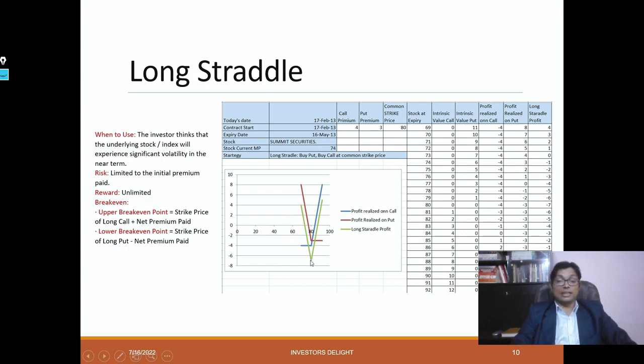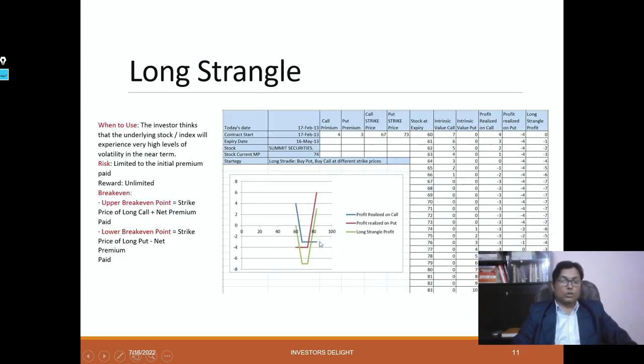And you can see that the final long straddle profit is shown by the green line. So you are limited to lose, but there are both ways. If due to volatility either the stock rises a lot or it declines a lot, in both cases you are going to make profit.